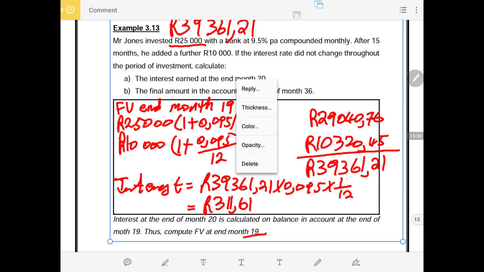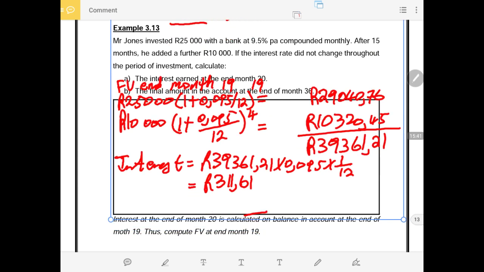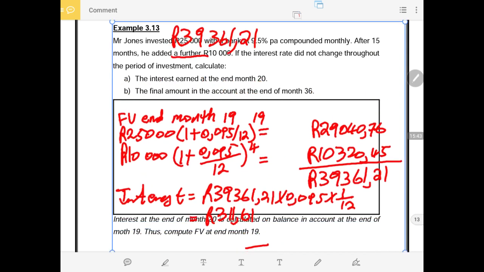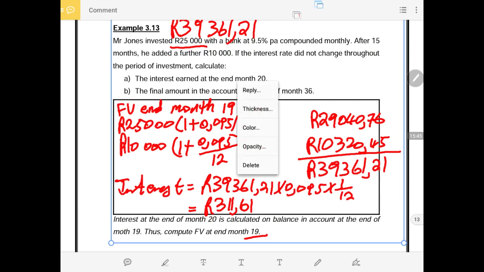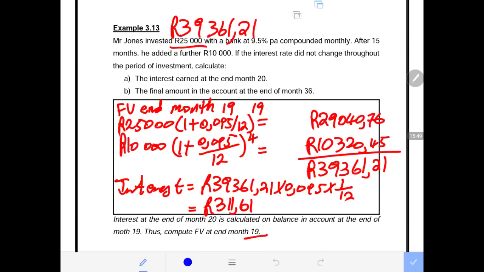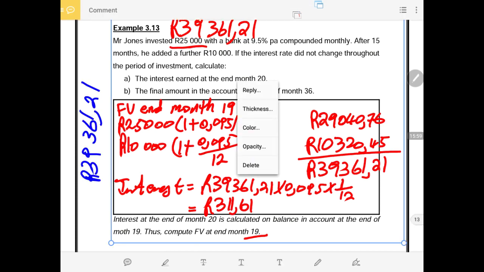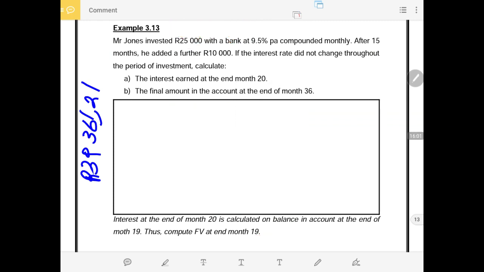Now let us continue on that same note. This 39,000 will be erased now, which I don't want to be erased. Then let me try to have it somewhere there. 39,361.21. Hope it will not be erased when it's on that side. Thank you very much to my technology.